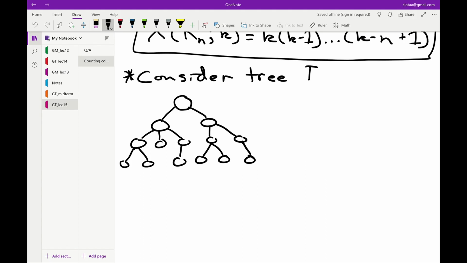And maybe we have something like this. So this is just a general arbitrary tree. This same argument could be generalized to any tree, no matter what. The root could be just a leaf or anything else.